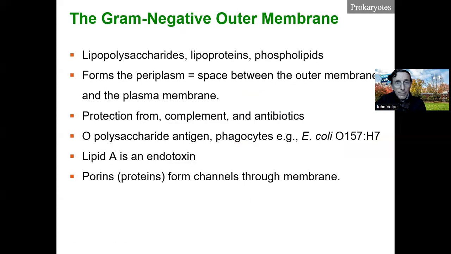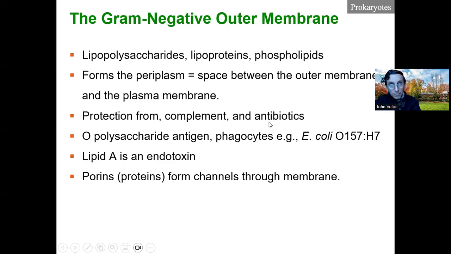All right, so on the gram-negative cell wall, we have lipopolysaccharide. This includes lipid A, lipoproteins, phospholipids. The gram-negative outer membrane of the cell wall can help protect the cell. It can protect the gram-negative cell from complement proteins. These are proteins that an animal makes to help defend themselves against a foreign microbe. We'll talk briefly about these later in the term.